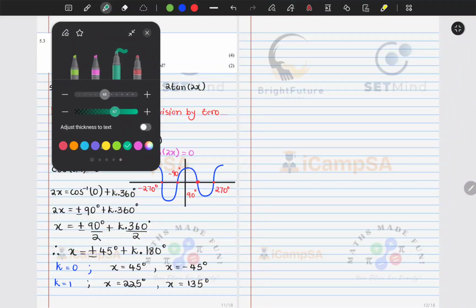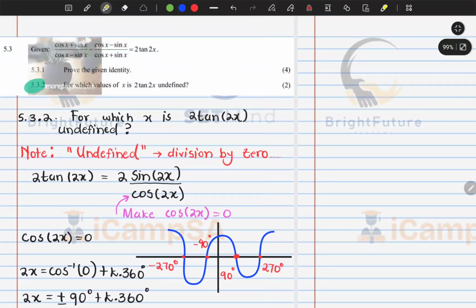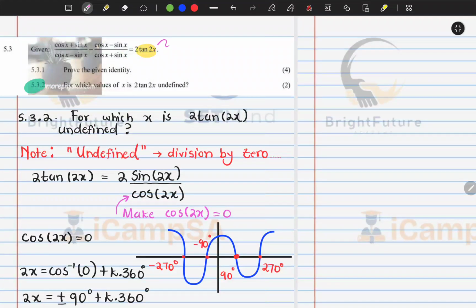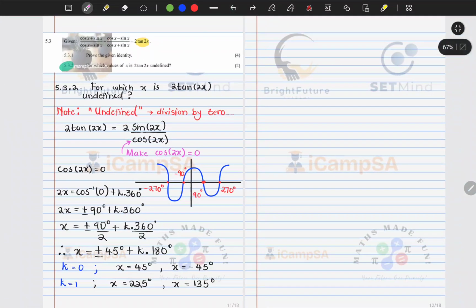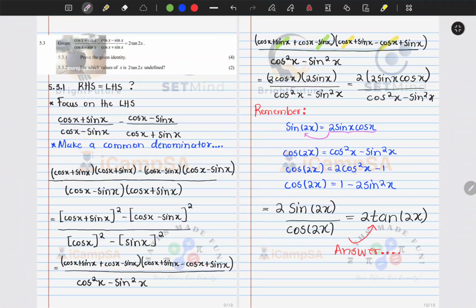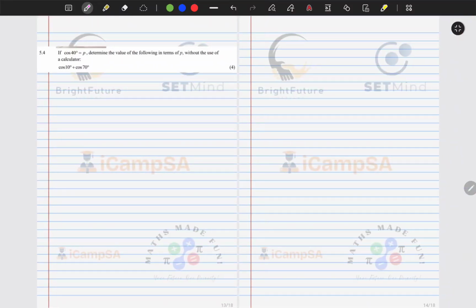So that is what they were expecting us to do: essentially figure out when tan is undefined. Someone else would have said tan is undefined at 90, to make life easy. Then they know that the angle here must be 45. So even this would have been enough for others. Okay, so let's move to the next question, guys.